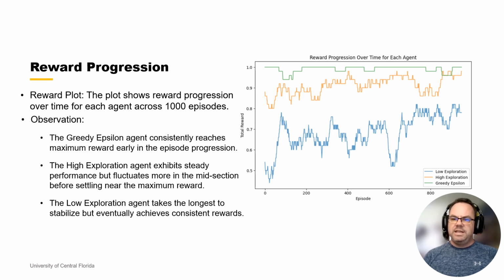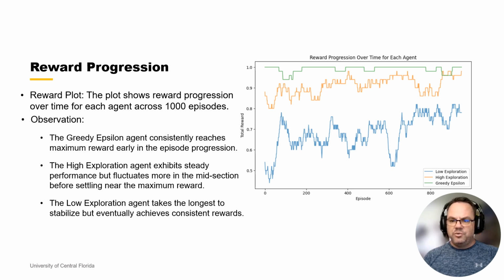The high exploration agent performed more consistently throughout, though we do see some fluctuations before it finally stabilized, and that would be the orange line there, before it stabilizes around the high reward. This is expected due to its more balanced approach between high exploration and exploitation.